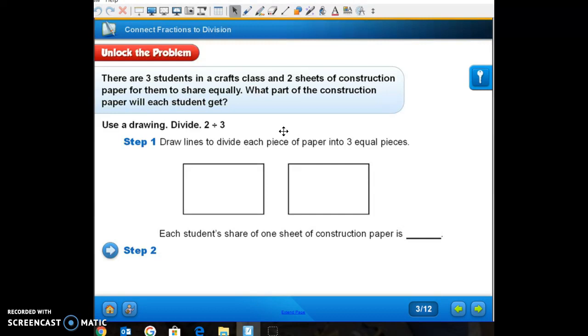There are 3 students in a craft class and 2 sheets of construction paper for them to share equally. What part of the construction paper will each student get? Use a drawing. Divide 2 divided by 3.